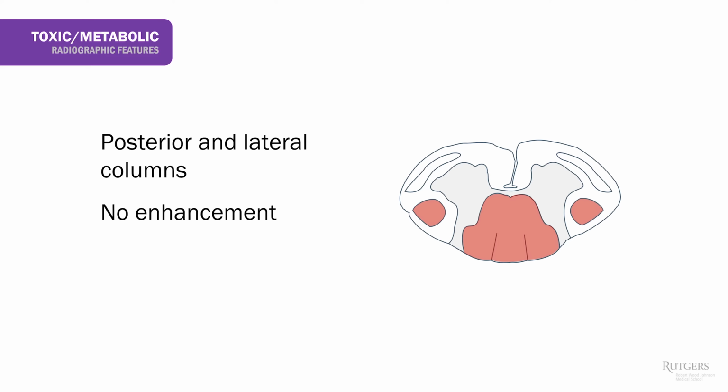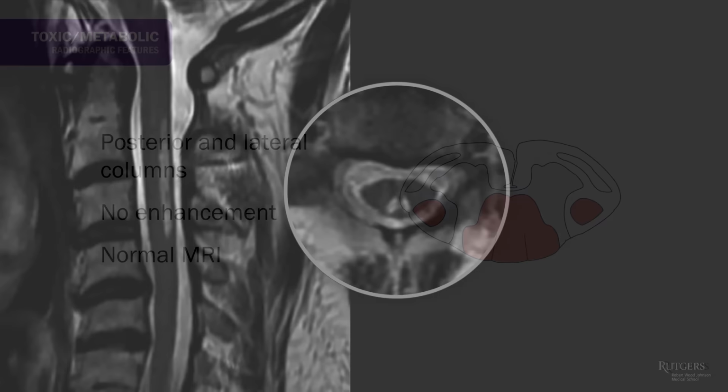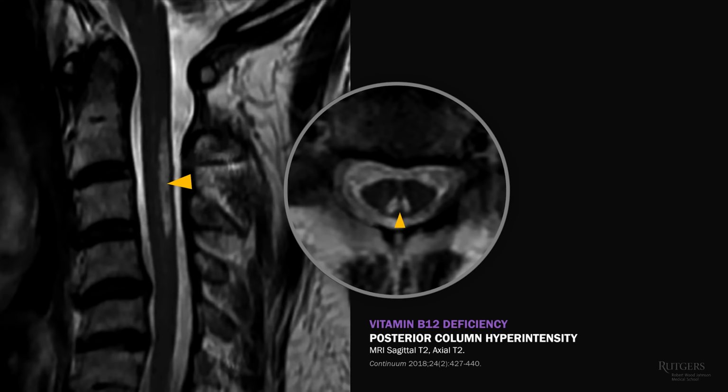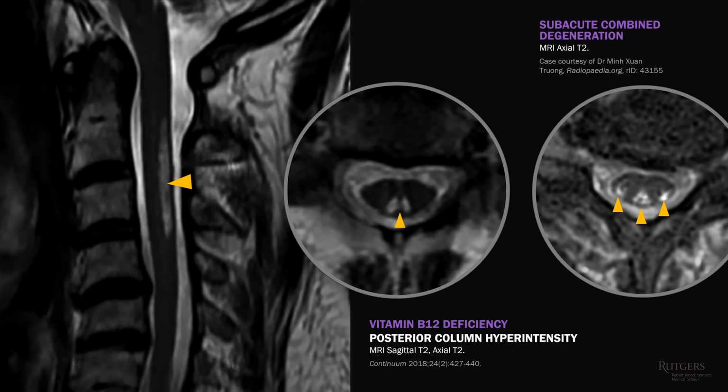Exposure, malabsorption. What did I just say? Exposure, malabsorption. Here's an imaging example. Sagittal and axial T2s. Tract-specific changes. In this case, dorsal columns are damaged. And here is an example where both dorsal columns and lateral columns are involved. The patient on the left has B12 deficiency. But as we discussed, multiple other toxicities can have these same MRI findings.